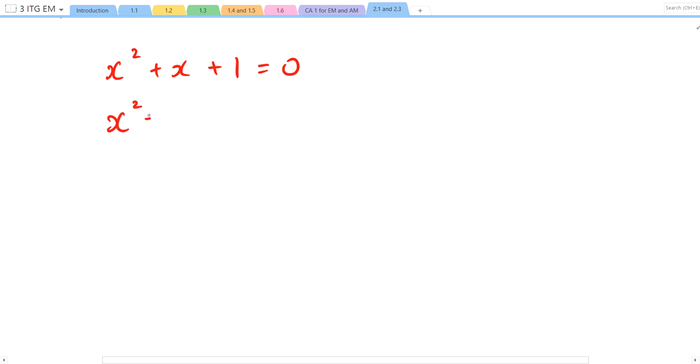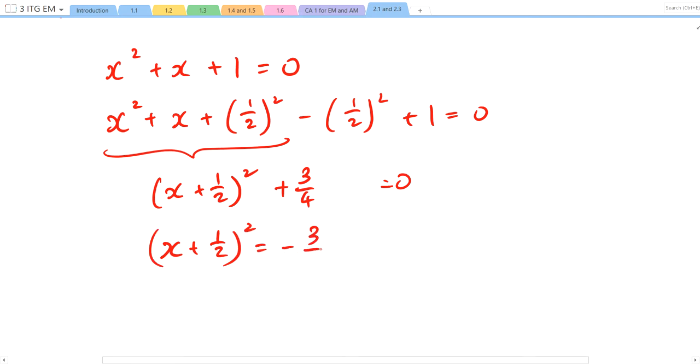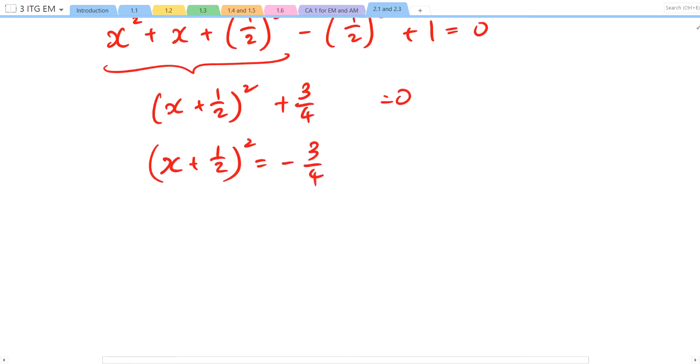So this gives me x squared plus x plus 1 over 2 square minus 1 over 2 square plus 1 equals to 0. So mine gives me x plus half square minus 1/4 plus 1 equals to 0. We know that 1 minus 1/4 is 3 over 4. Now I have to subtract 3/4 on both sides. x plus half square equals to negative 3 over 4. Now I'm going to take square root on both sides.